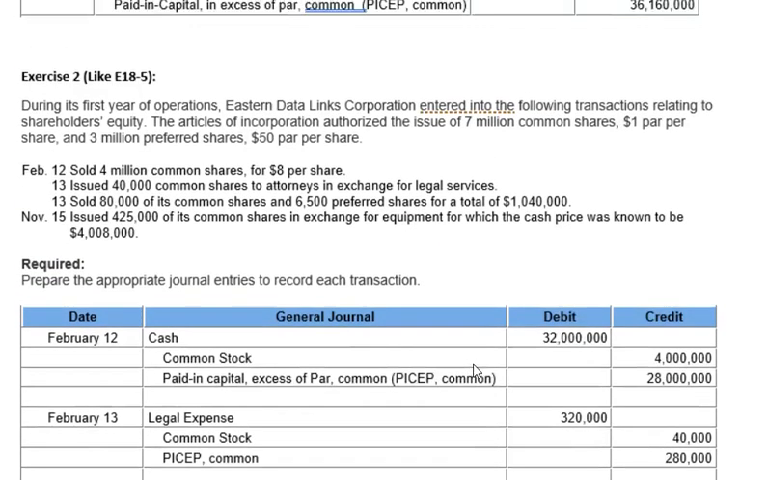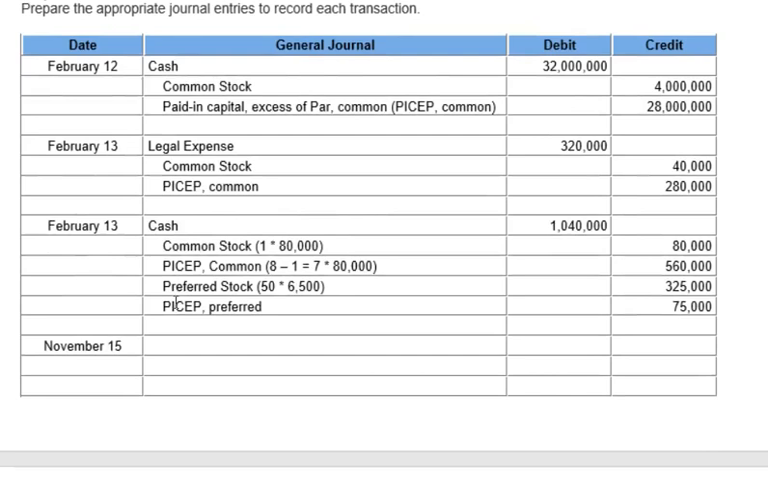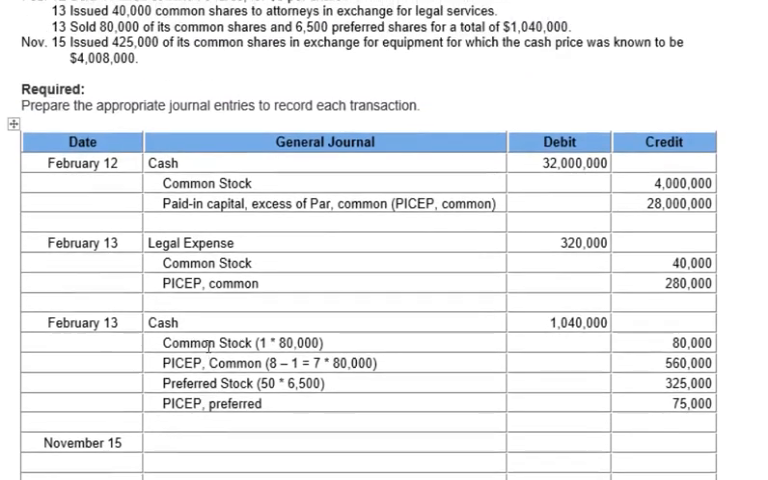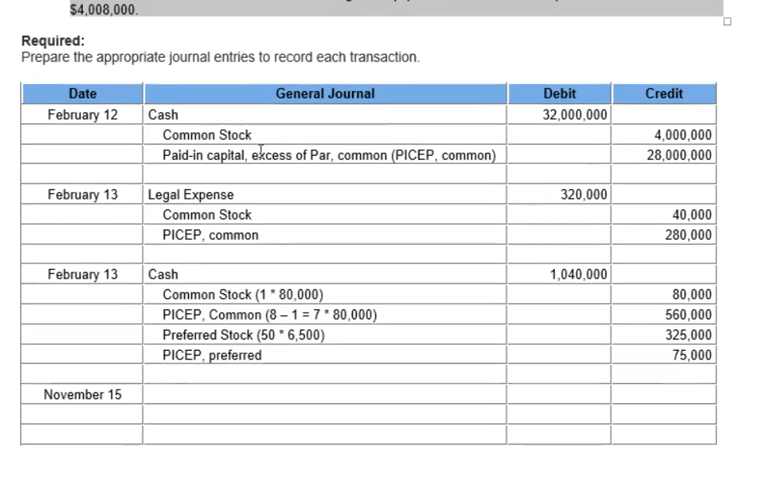All right, last thing. It looks like I've added some rows here, so let me back this up so we can get our last entry done, November 15th. On November 15th, we issued 425,000 of common shares in exchange for equipment, for which the cash price was known to be $4,008,000. So here, instead of receiving cash for our common stock, we're actually receiving equipment. Now, this is where we would record this at its actual value, because everybody else pays $4.008 million for this asset. So would we if we were to pay cash. So that's the amount we would record the asset at.